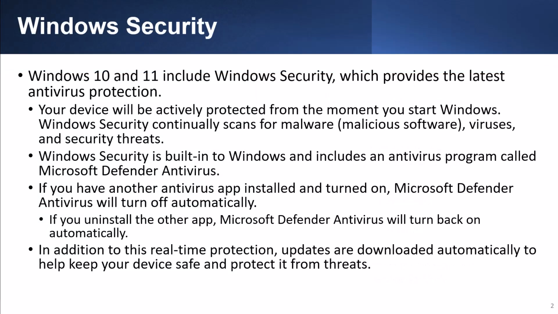Windows 10 and 11 include Windows Security, which provides the latest antivirus protection. Your device will be actively protected from the moment you start Windows. Windows Security continually scans for malware, or malicious software, viruses, and security threats. Windows Security is built into Windows and includes an antivirus program called Microsoft Defender Antivirus. If you have another antivirus app installed and turned on, Microsoft Defender Antivirus will turn off automatically. If you uninstall the other app, Microsoft Defender Antivirus will turn back on automatically. In addition to this real-time protection, updates are downloaded automatically to help keep the device safe and protected from threats.